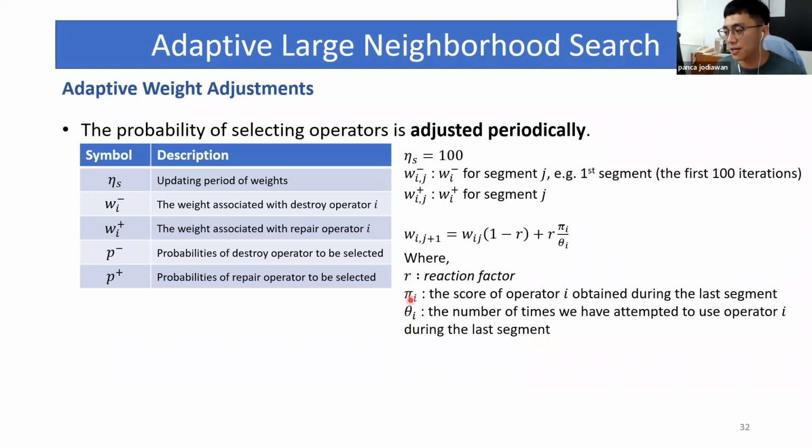Together with the R, pi I, theta I, we can calculate the weight associated to the destroy operator or repair operator in the next segment, the J plus 1. The reaction factor R itself is also another parameter of ALNS. Up to now, you will think, oh my God, there are a lot of parameters in ALNS. Yes, that is one. I could say that one of the weaknesses of ALNS is that there are a lot of parameters to control.